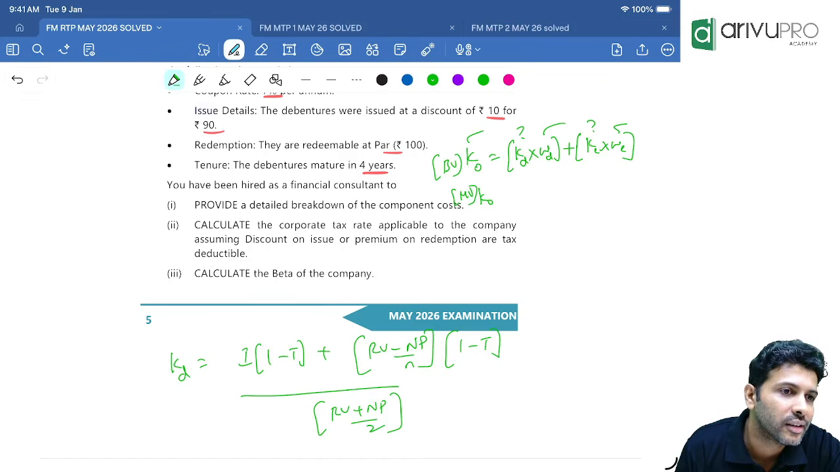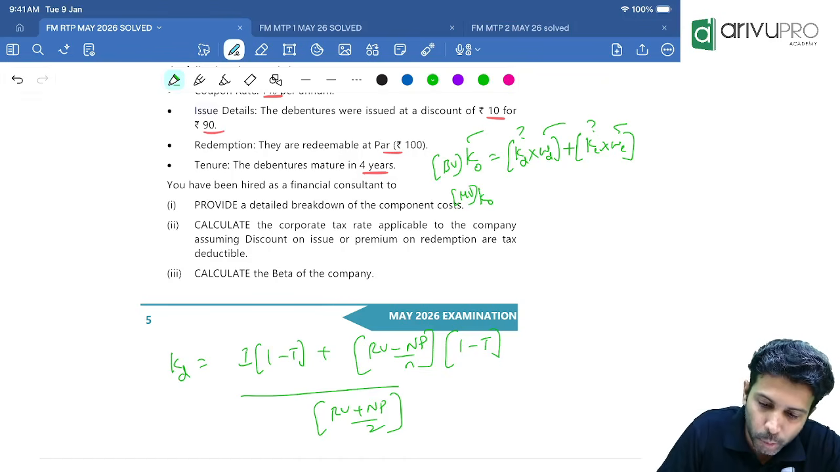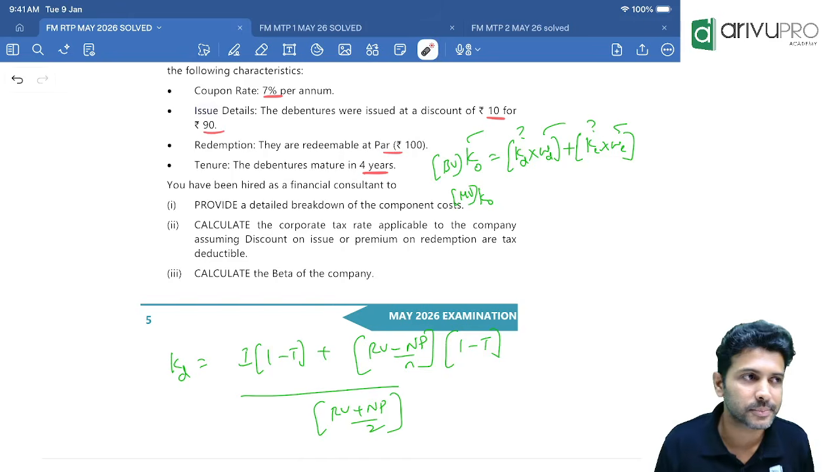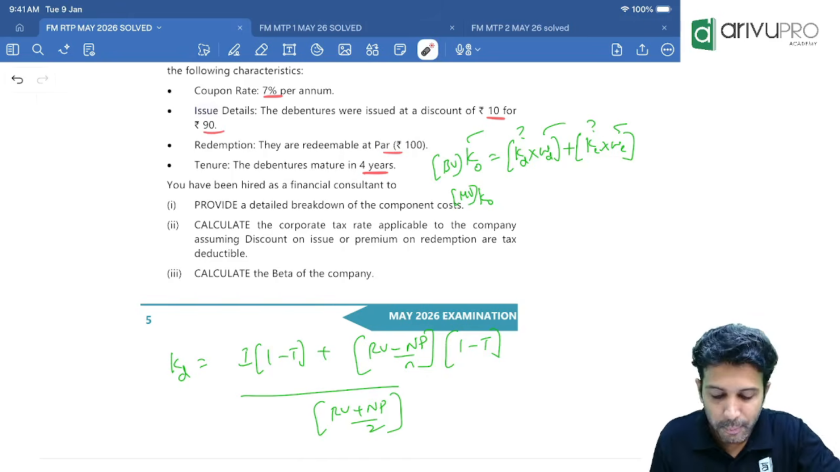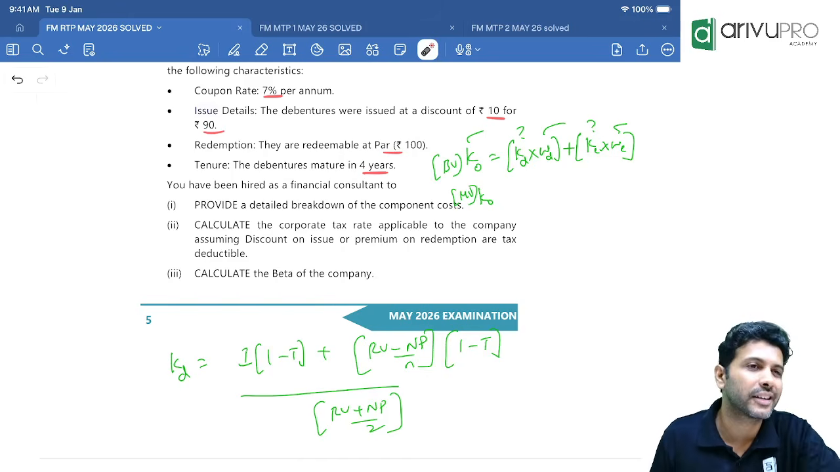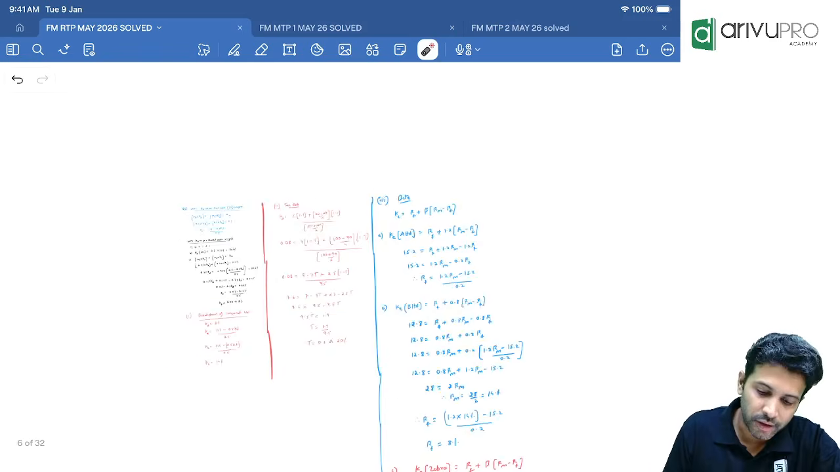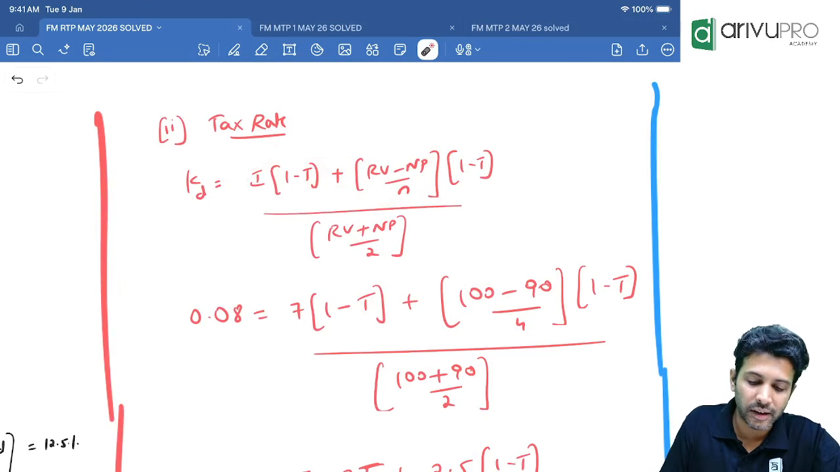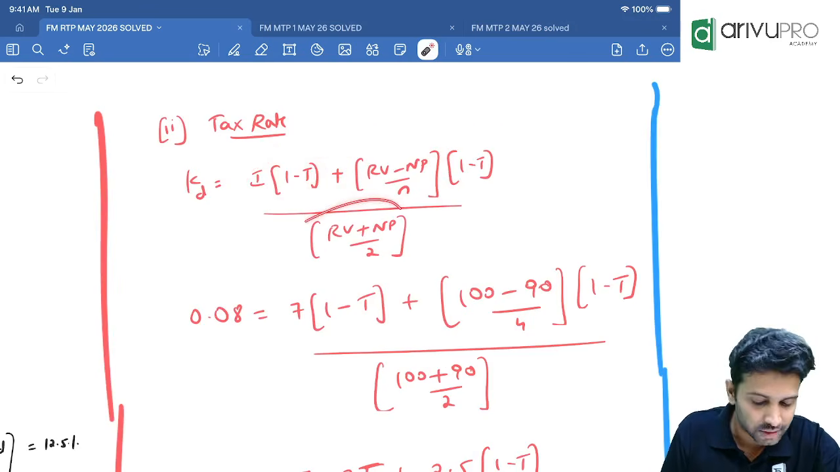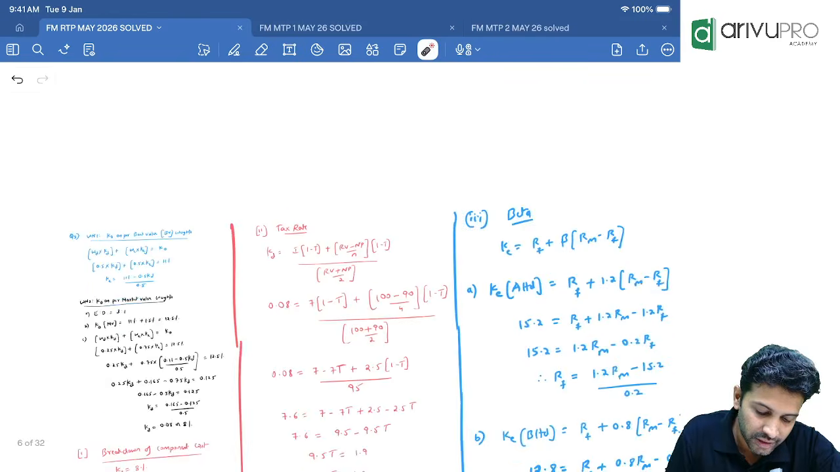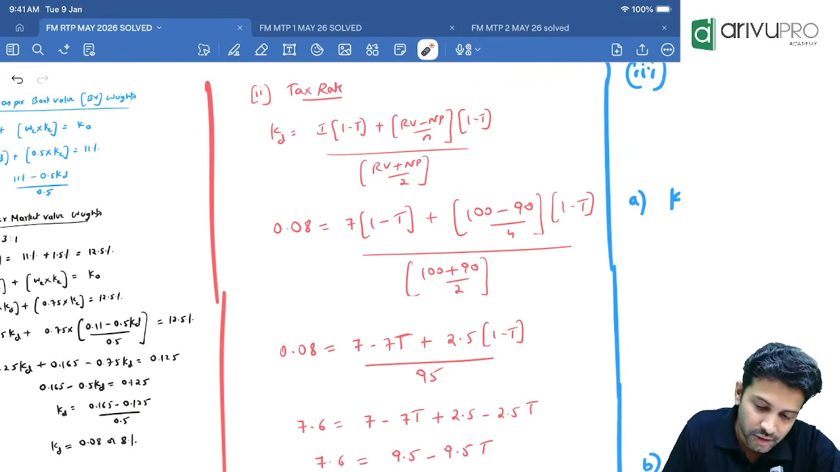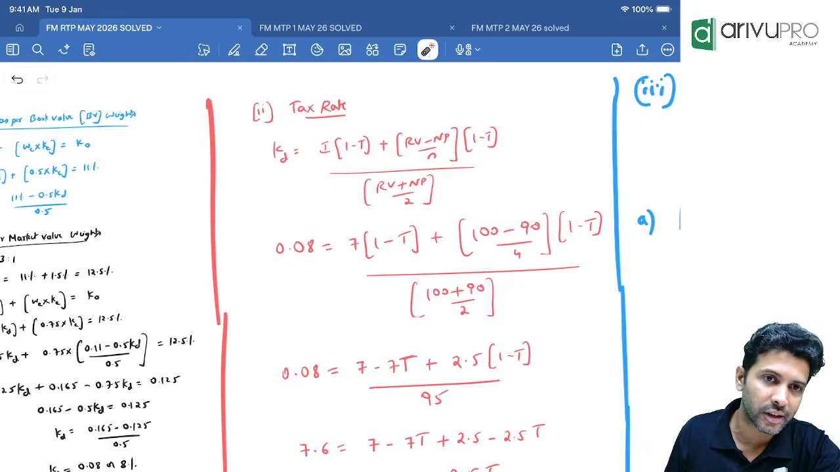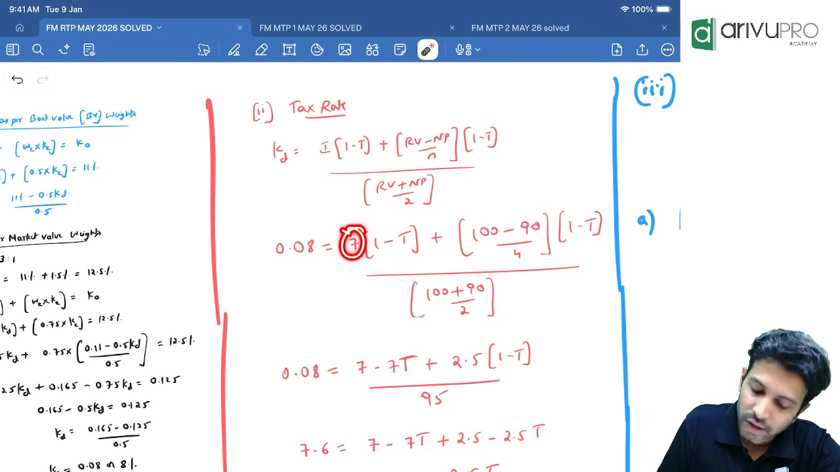Because they told in the problem that this portion also is tax deductible, you will get tax benefit on this. That's your formula. Every component given except T. Solve and get it. I've just solved it for you here. Check. KD is equal to interest into 1 minus tax rate plus RV minus NP divided by N into 1 minus tax rate, whole thing. KD we already found. KD is how much? 8%. Interest is calculated on face value. Face value is 100. Interest rate is 7%. 7% of 100 is how much? 7. 1 minus tax rate.